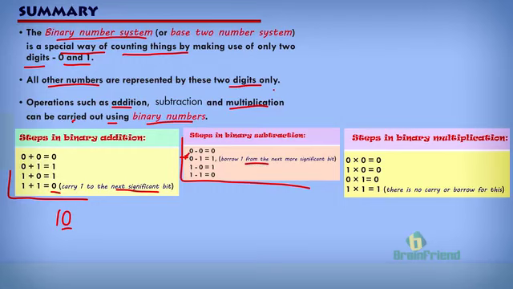And finally, we talked about the steps in binary multiplication. We said 0 times 0 gives 0. 1 times 0 gives 0. 0 times 1 gives 0. 1 times 1 gives 1. We said the rules of carrying over or borrowing do not apply in binary multiplication.